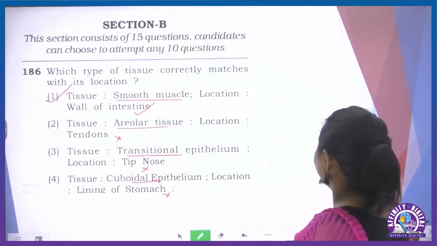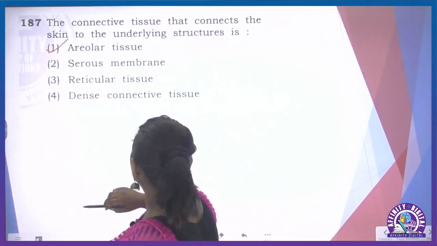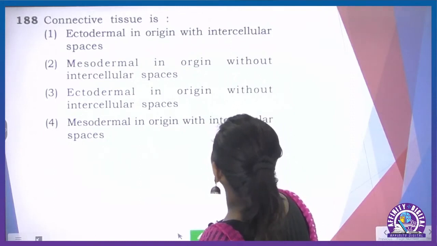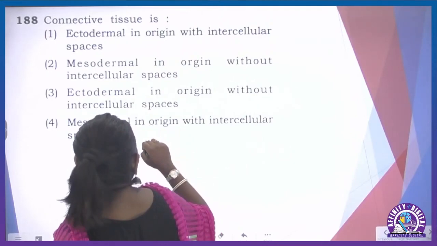The connective tissue that connects the skin with the underlying structure is the areolar connective tissue. Connective tissue is ectodermal in origin? No, it is mesodermal in origin. Without intercellular space? No, it should be with intercellular space. So option 4 is the correct one.